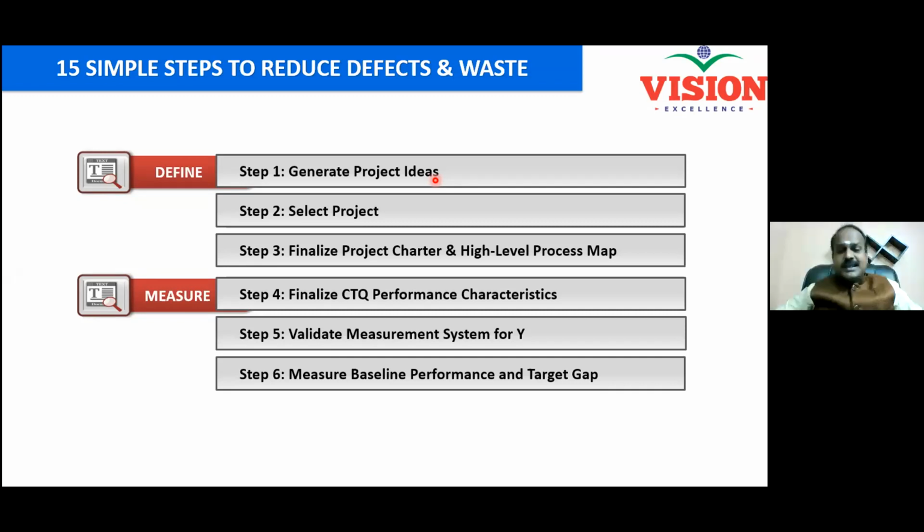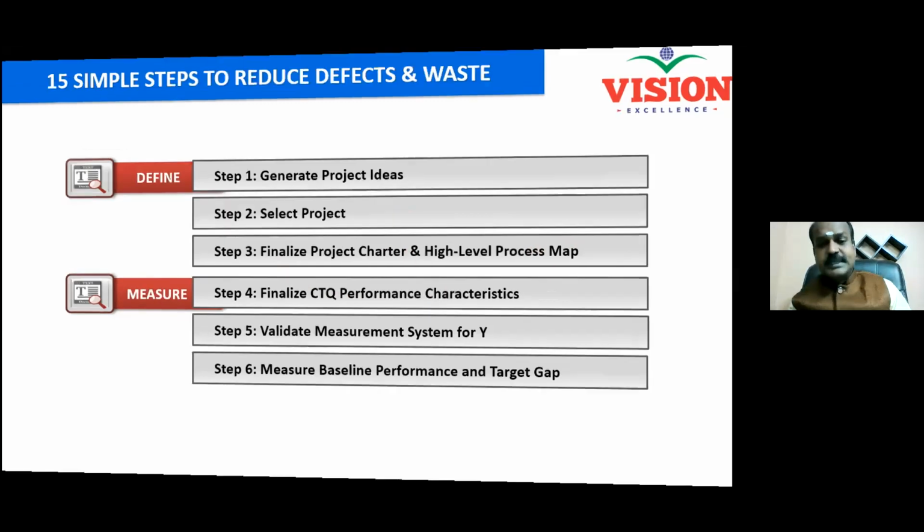See, hundreds of problems are there in any company. Problems are nothing but the project opportunities, isn't it? So how to identify the problem, we will be discussing. And once there are so many problems, the next step comes into picture. Select the problem. Why do you need to select the problem? There are a lot of problems, and once you select a single problem, you have to create a complete plan. That is step number 3. Finalize project charter and high-level process map. We'll discuss all these things as we progress.